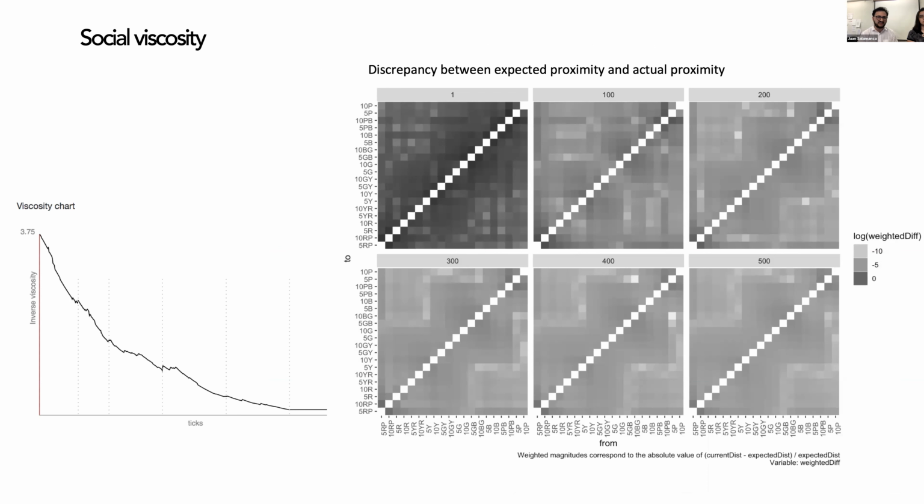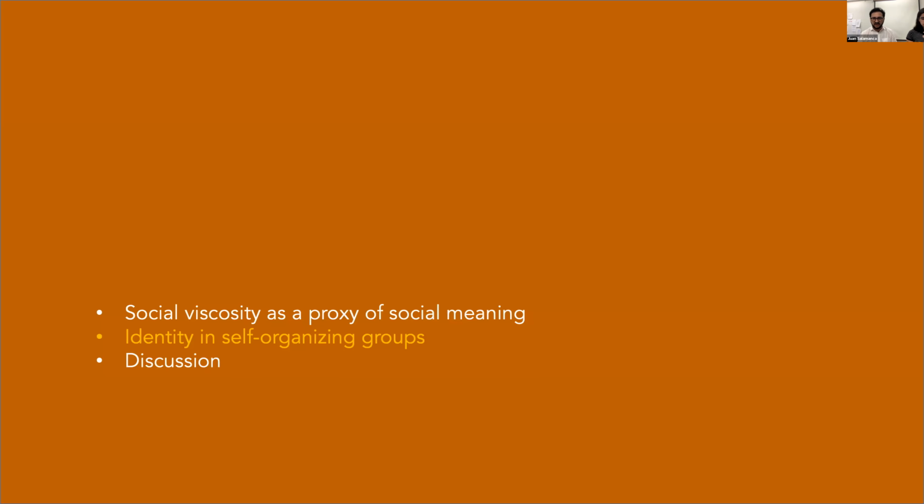The curve on the left represents the progressive convergence. The closer to the ideal proximities, the lower the viscosity, because the expectations of other people being where I intend them to be are matching what is observed in reality in the actual simulation. And the heat maps here represent that discrepancy between the expected proximity and the actual proximity. And as you see, the colors are attenuating in the progression. So that is the original model.